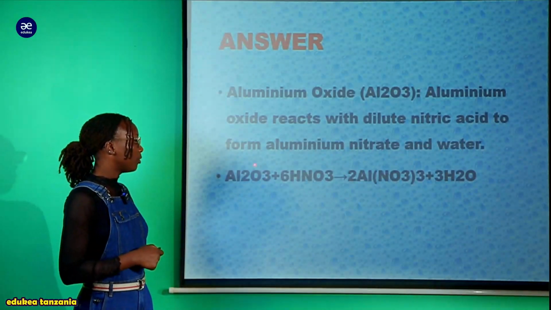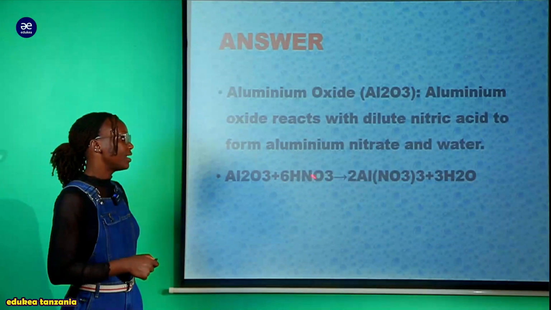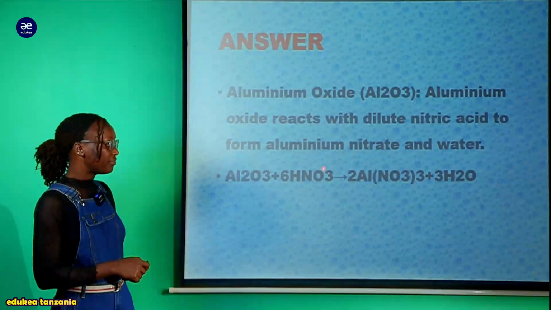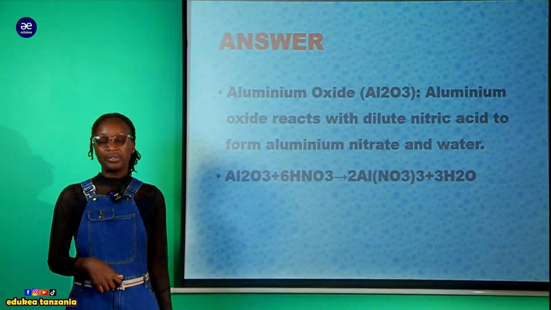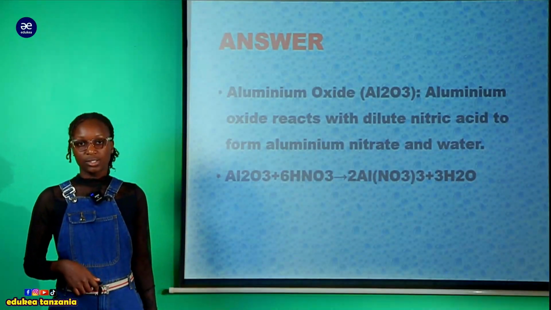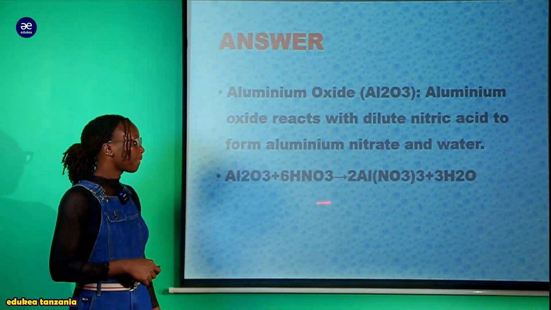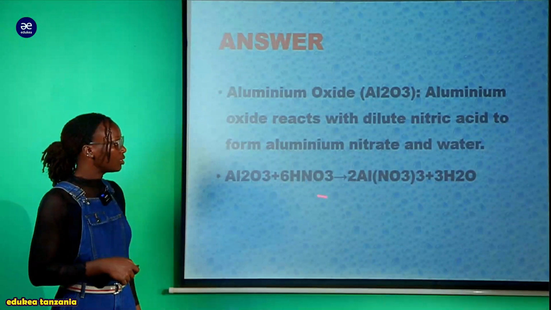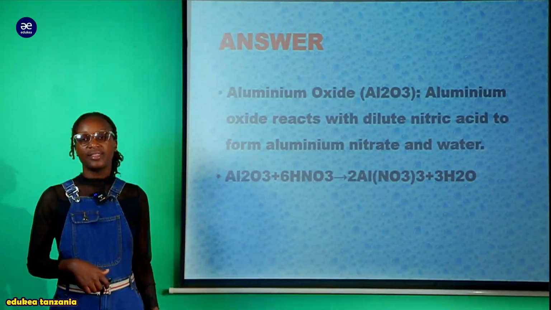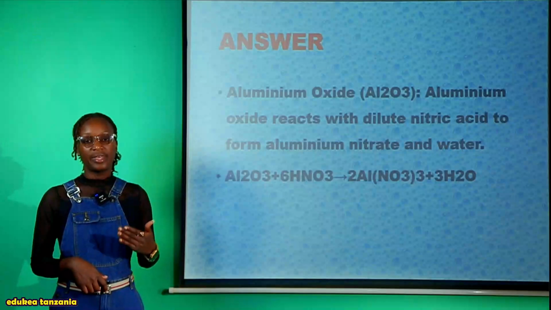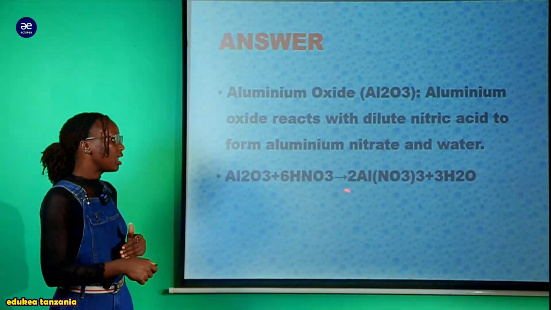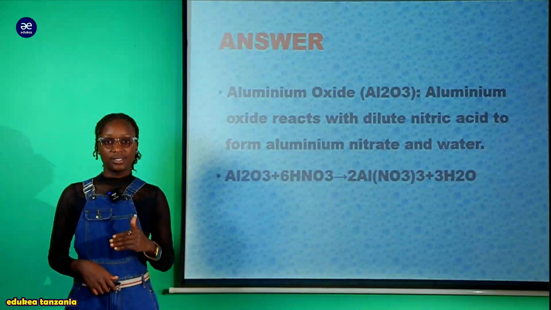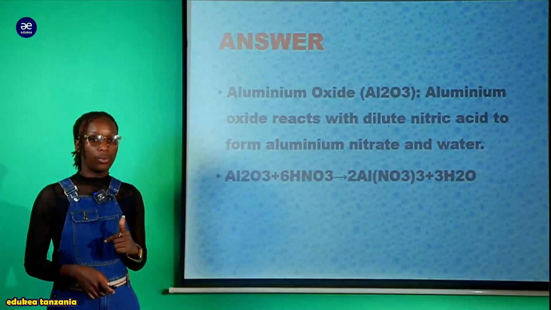1 mole of aluminium oxide reacts with 6 moles of nitric acid. We're going to have 2 moles of aluminium nitrate plus 3 molecules of water. So that is what we are going to have after the reaction between aluminium oxide and the dilute nitric acid. Here additionally you will add those states of matter on your own.